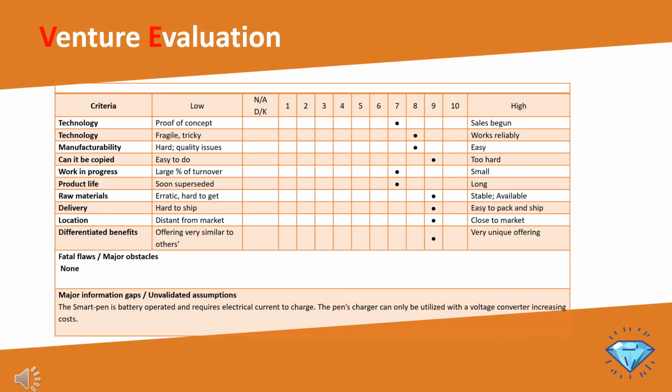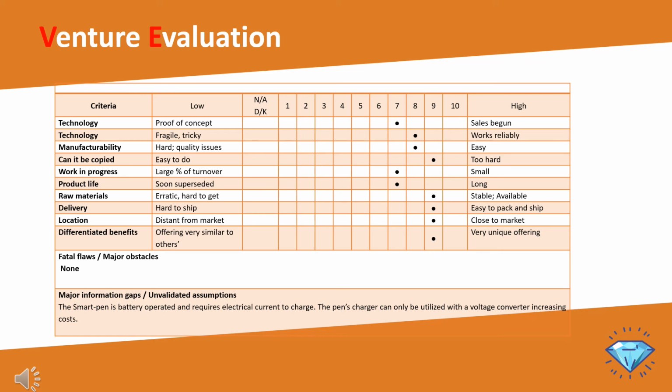For the venture evaluation, we put the technology proof of concept on the scale of 7, and for the technology fragile and tricky, we put the scale of 9 because we have tested it and it worked reliably. And for the manufacturing, we have it quite easy because we have found some suppliers that can produce it. Can it be copied? It's on the scale of 9 for hardness because it's new technology. And for the work in progress, we have turnover with the scale of 7. And for the product life, we put it on the scale of 7.